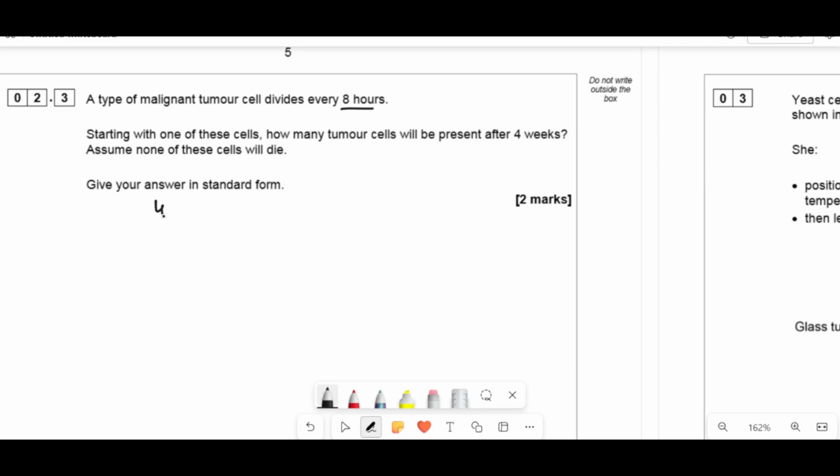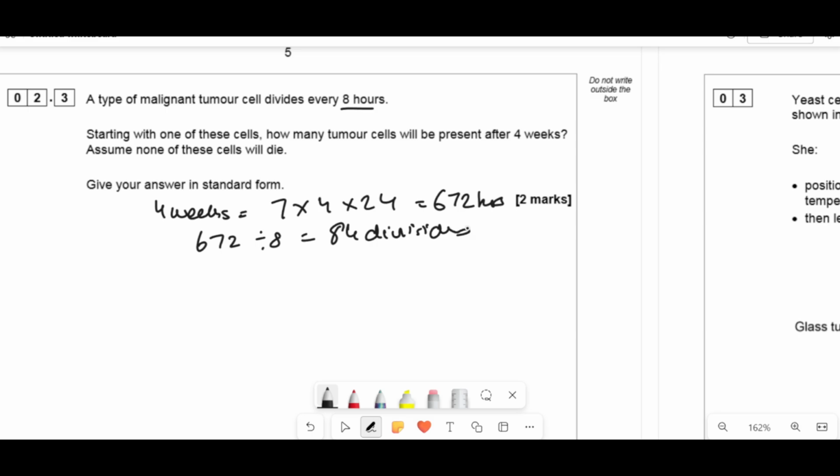So 4 weeks, right? That's going to be, so 1 week is 7. It's going to be times 4 of them, and there's 24 hours. So if we do that, 7 times 4 times 24 is 672 hours. So if one division is 8 hours, then 672 divided by 8 will tell us how many divisions we can squeeze into that. So 672 over 8 is 84 divisions.